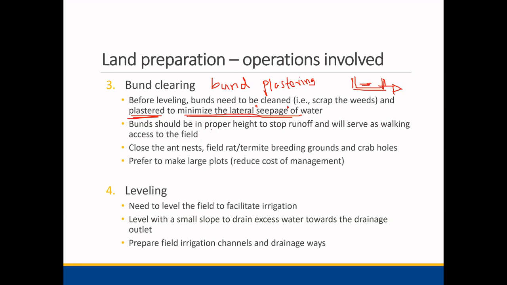you have to make them at proper height, right? Proper height to stop runoff. When a lot of water comes in because of rain or maybe irrigation, if you don't maintain the height, if it is low, then the water will flow above the bund. So that's why your bunds should be at proper height to stop runoff losses.